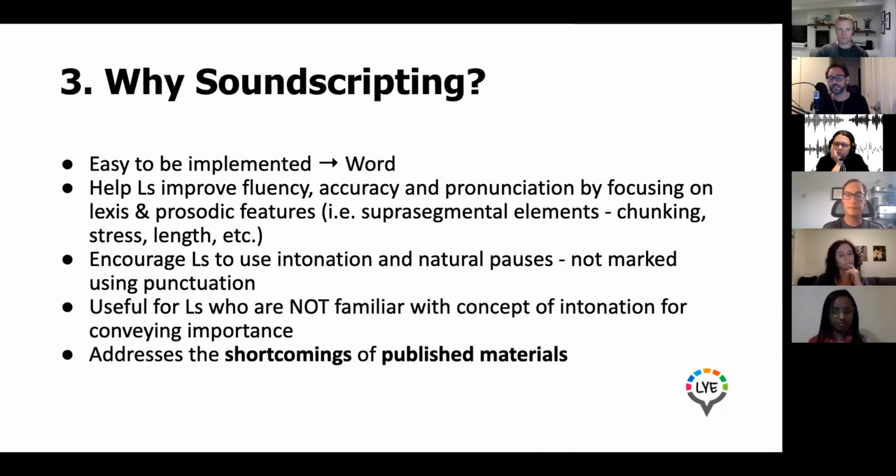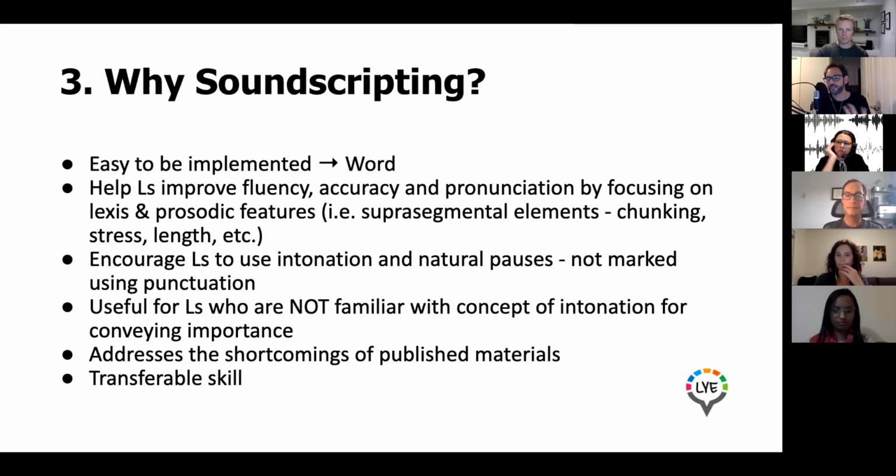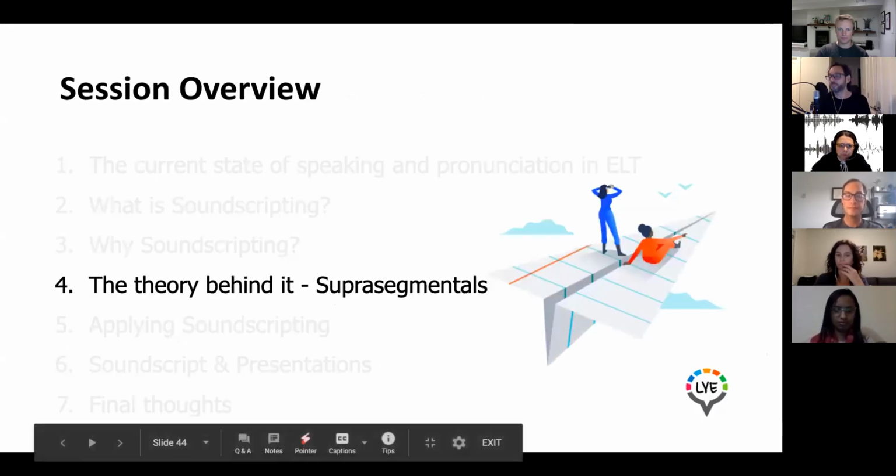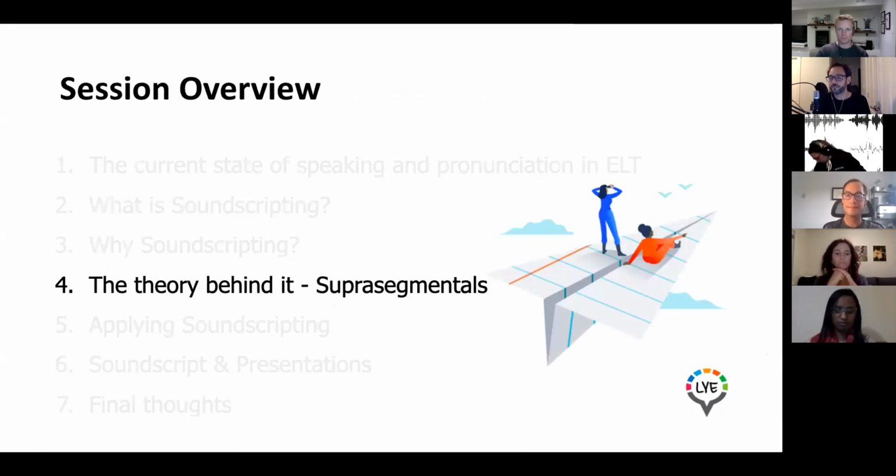And finally, soundscripting also addresses the shortcomings of published materials. We all know that published materials have their flaws, so we hope that soundscripting will supplement some of those things. And as I said, it is a transferable skill. So, which brings us to the theory. You're going to have to bear with me for a little while here.